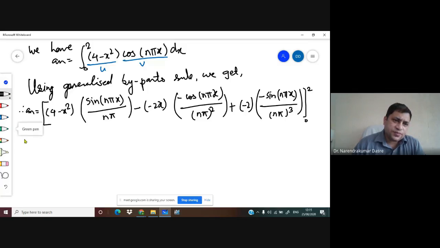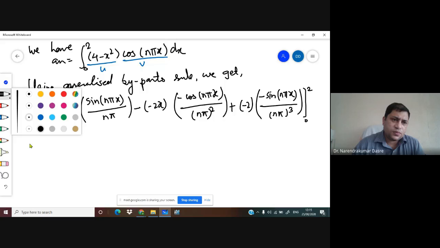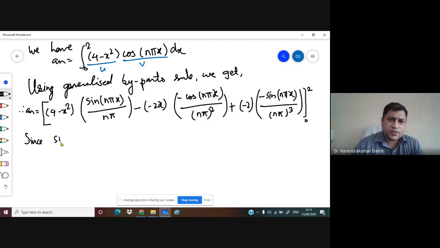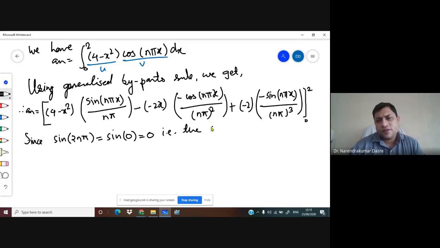So what we know is, since sine of, if I put 2, it will become 2n pi, and if I put 0, then it will become 0. So sine of 2n pi equal to sine of 0 is equal to 0. So the sine terms vanish.